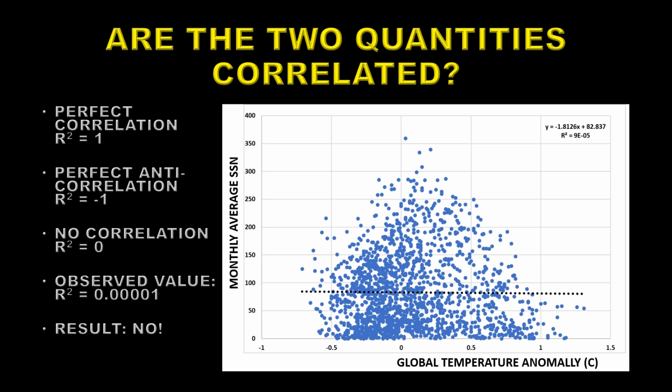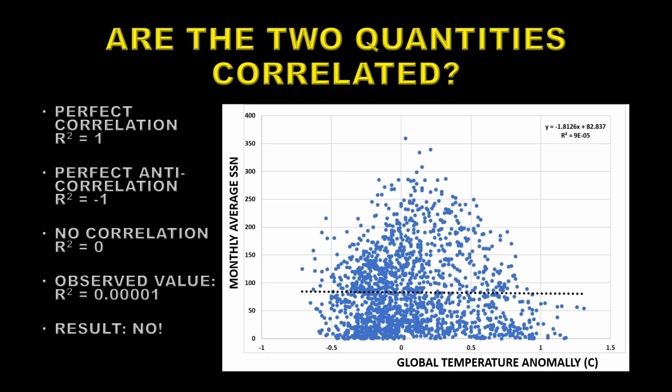Well, are these two quantities correlated? What I've done here is I've plotted the monthly average sunspot number against the global temperature for that same month. And we've got a scatter plot. If this was a perfect correlation, R squared, which is a parameter that measures the level of correlation, would be 1. If it was a perfect anti-correlation, it would be -1. And if there's no correlation at all, it's near 0. Our observed value is 0.00001. So that basically says there is no correlation. So, result, these two quantities are not correlated.